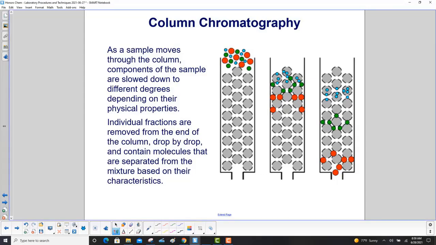As a sample moves through the column, and here you have a sample, and we're representing the different molecules by their colors there and sizes. Different components of the sample are slowed down to different degrees depending on their physical properties. So they're moving down like this, and hopefully you can see the red is at the bottom, green here, and blue is moving the slowest. Individual fractions are removed from the end of the column, down here, drop by drop, and contain molecules that are separated from the mixture based on their characteristics.